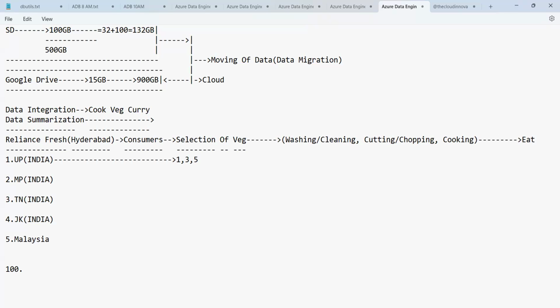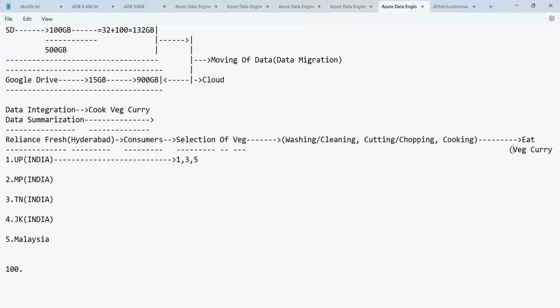Finally, you eat what, guys? Eat the veg curry. So now, guys, ultimately, your task is to eat the veg curry. Am I right? Your task is to eat the veg curry.